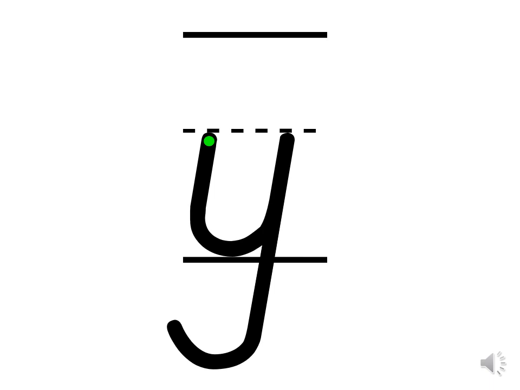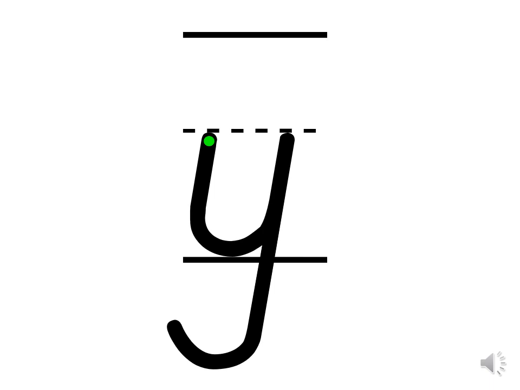We're ready to write this grapheme now. Can you see that the belly of this letter is sitting on the line? We need to remember that today. Now this is a long ladder letter, and this letter is so long that it does descend under the line. Can you see where the green dot is? That's where we need to start the letter. Let's put our finger on it. Are you ready? We're going to go down, up, down, under the line, and flick.